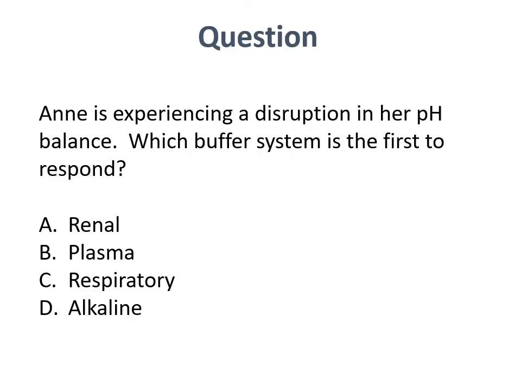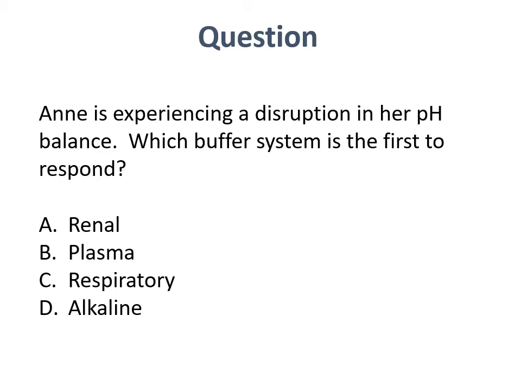So let's do a question here, because I think questions will maybe clear up some potential confusion. So Anne is experiencing a disruption in her pH balance. Whenever I read this question, I think, okay, there's 3 systems involved to maintain pH. The ones with the cells that trade off with potassium, the respiratory system to blow off CO2, and that lowers H+, and the one with the kidneys that makes bicarbonate and can also excrete acid, H+.